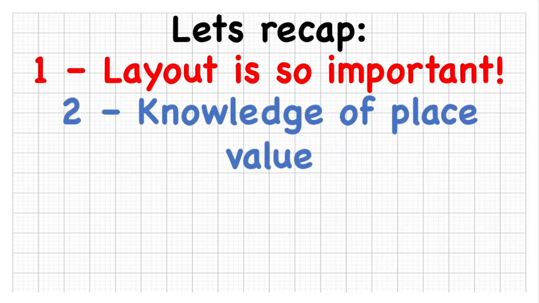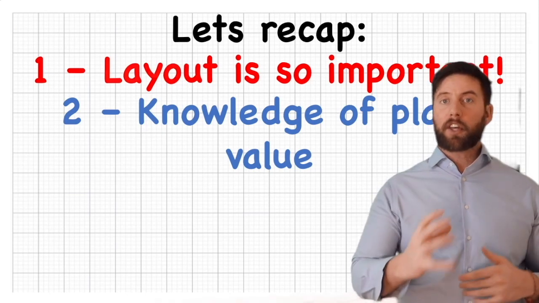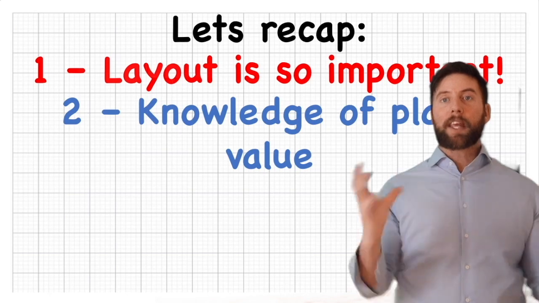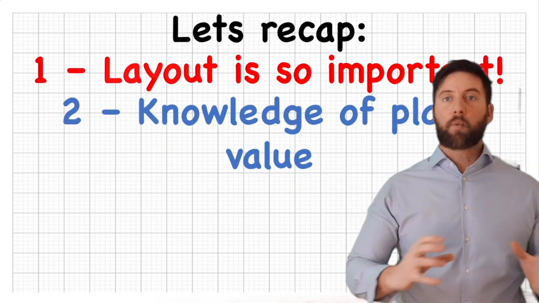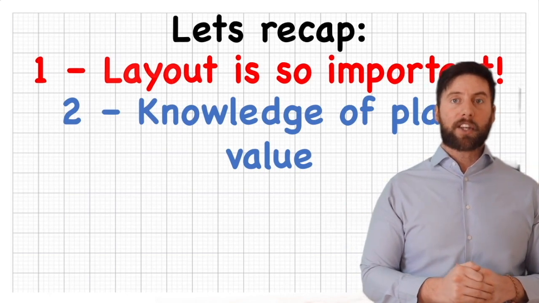The second thing to understand is knowledge of partitioning and knowledge of place value. Understanding that when we're timesing 32 by 25, we can break it down into those smaller chunks and understand what chunks we are actually multiplying at the time.